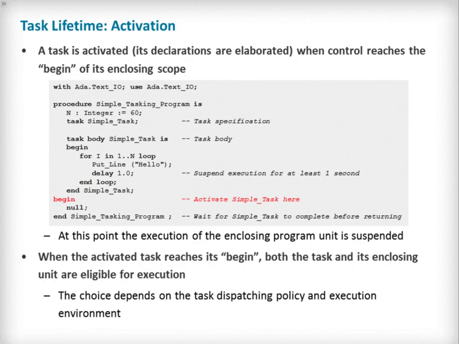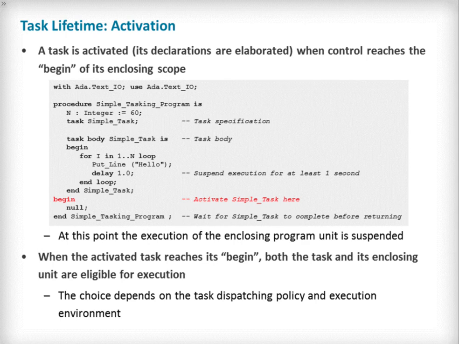So when does a task start and when does it finish? This slide deals with task startup, known as activation, and the next slide will cover termination issues. Let's first look at the case where a task is declared locally, for example in a subprogram. The task is activated when control reaches the begin of the enclosing scope. At this point, the execution of the enclosing scope is suspended and the declarative part of the task body is elaborated. In this example, there are no declarations in the task body, so this initial step is completed immediately.